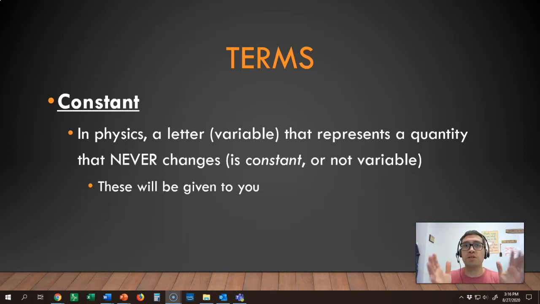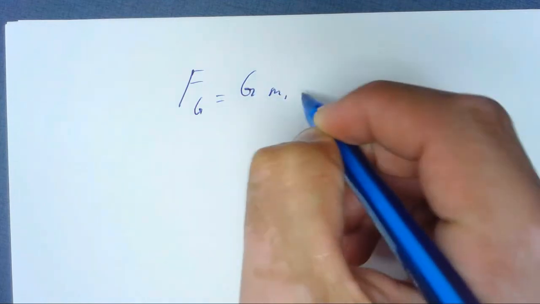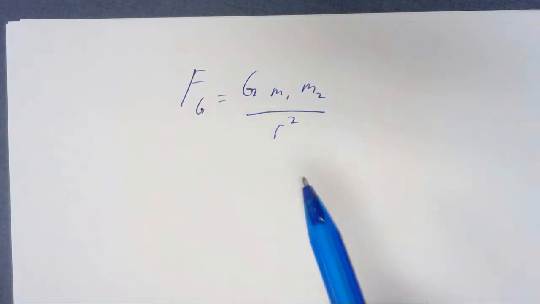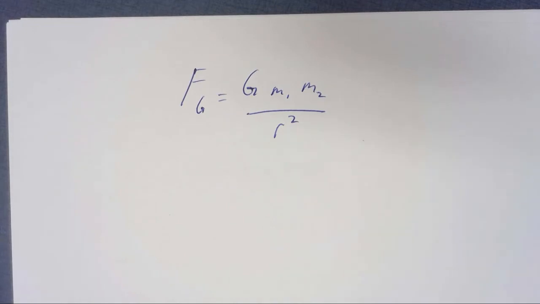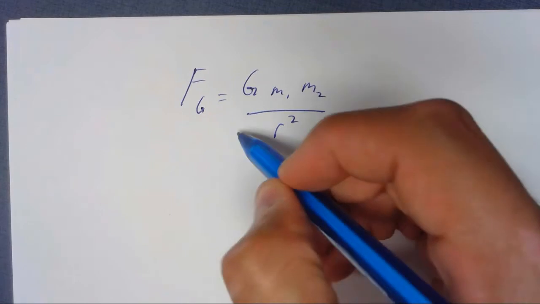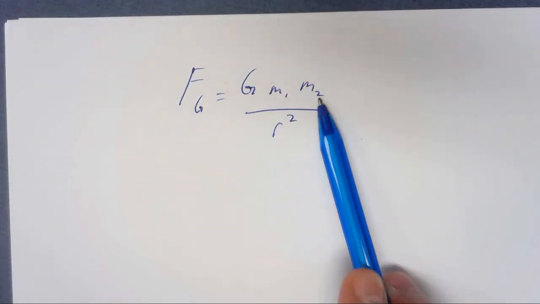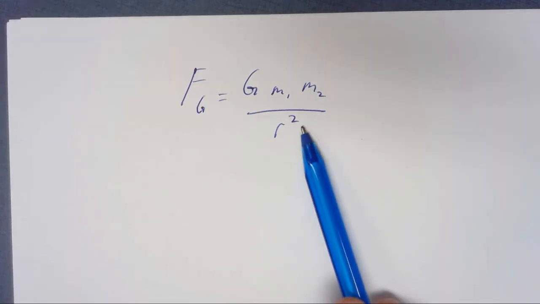All of these numbers are going to be given to you. Let me show you what I mean. So in physics, there's this really famous equation that Sir Isaac Newton came up with, and it looks like this. Fg equals G times m1 times m2 divided by r squared. This is the equation that describes gravity, universal gravitation. And this stands for the force of gravity. This stands for mass number 1. This stands for mass number 2. This is the distance between the two of them, and that distance is squared in the equation.